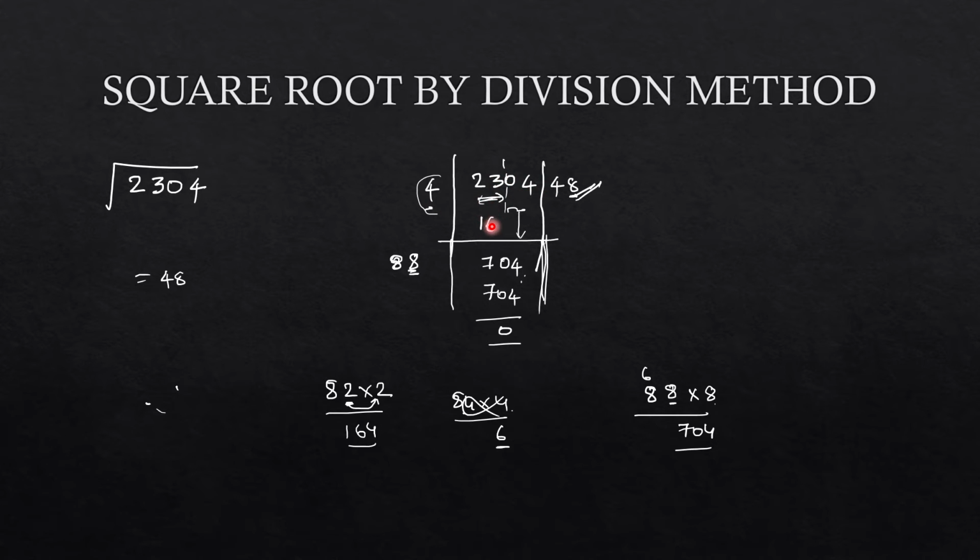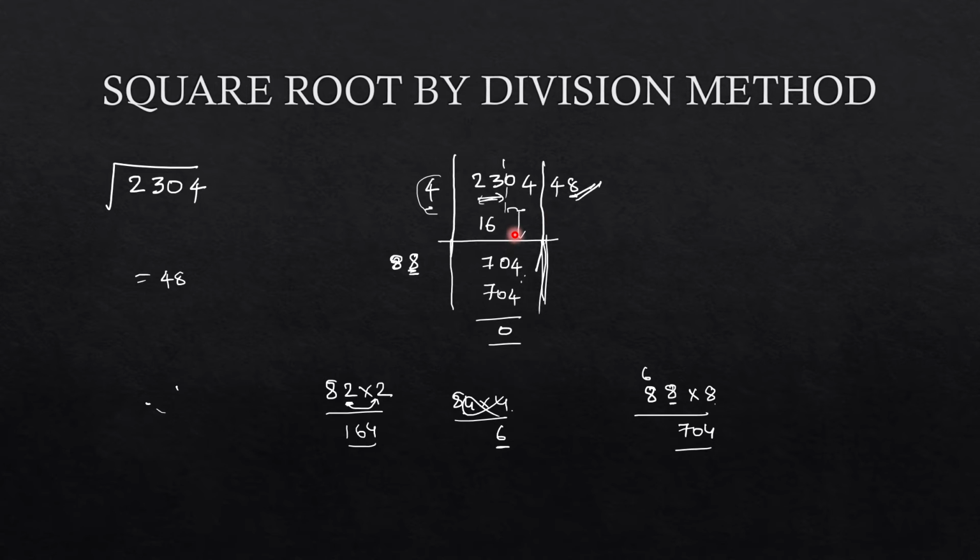So 4 4s are 16, so I am taking 16. What is the remainder? 23 minus 16 is 7. And the remaining two numbers we should take as it is down. It will become 704. Now we have to double this number. What is 4 into 2? 8. And you have to put it here. And in this blank, we should put such a number that the whole number multiplied by this number should give you 704. So this way you will get the answer.